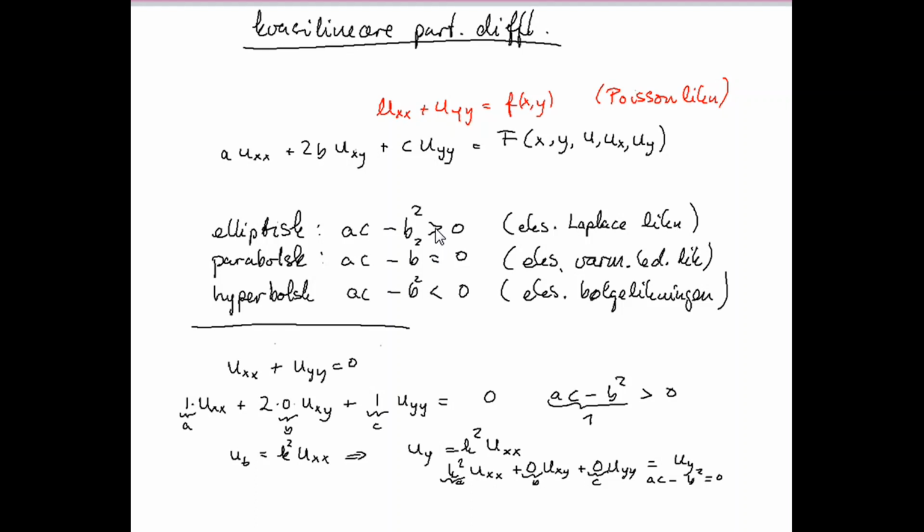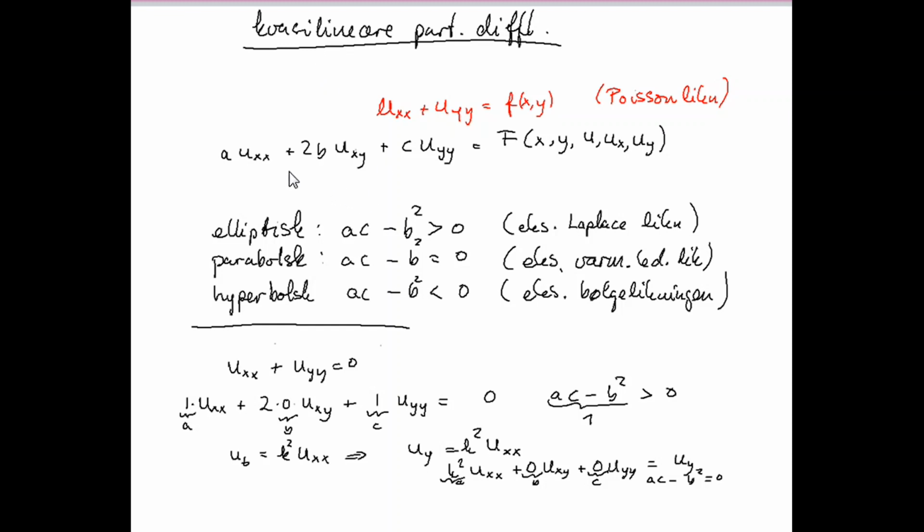A special class of partial differential equations are called quasi-linear partial differential equations. One example of such equations is the Poisson equation, which we have discussed, especially the Laplace equation when f of x, y is equal to 0. Generally, a quasi-linear partial differential equation is an equation which is linear in the highest order of derivatives.